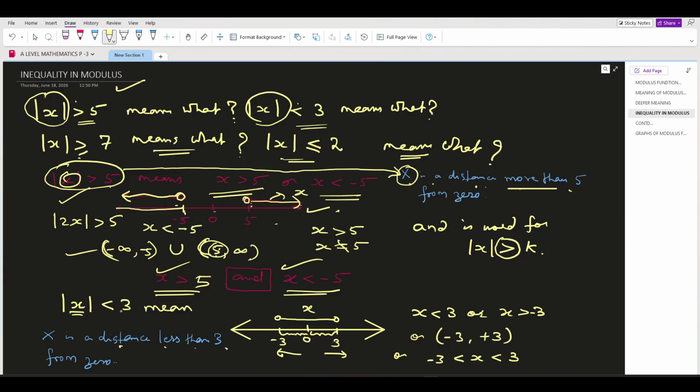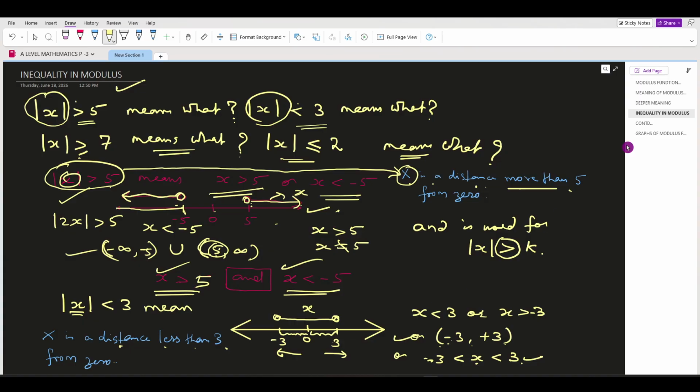So modulus of x less than 3, the meaning is it will have all the values of x between minus 3 and 3, and again minus 3 and 3 will not be included. They will not be included, and that is why I have kept a hollow circle over here. This hollow circle is indicating that I have not included them. In the interval form, I can write it in this way: curved bracket minus 3 comma plus 3. Minus 3 and plus 3 are not included. And this way also I can write minus 3 less than x less than 3, or you can say x is between minus 3 and 3. So modulus of x less than 3, the meaning is this. I hope you are getting it.